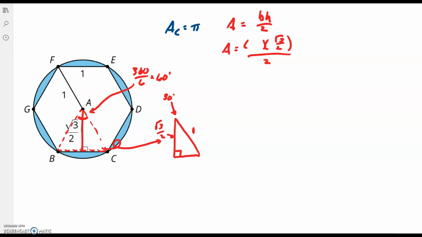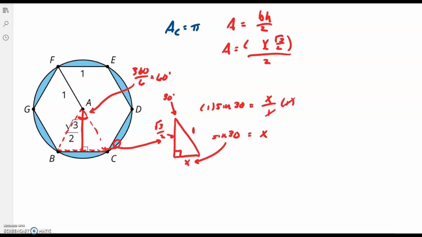Now I can use trigonometry to find this x value. The sine of that 30-degree angle is the length of the side opposite, which is x, divided by the hypotenuse, which is 1. To solve this equation, I have a variable involved in a fraction, so I need to multiply both sides by the denominator to get rid of it. So my x value, 1 times the sine of 30, is just sine of 30. That is the length of this smaller side.